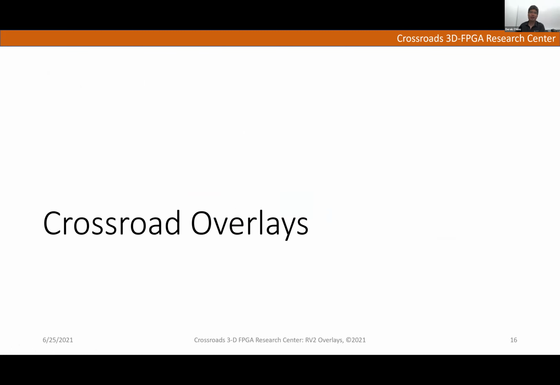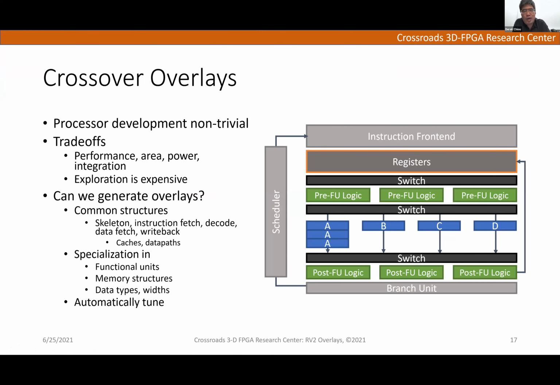All right, so now let's go over to the Crossroads overlays and talk a little bit about what we're trying to do here. So we all know that processor development is non-trivial. There are big companies like Intel whose main job in life is to develop processors. And so, how do you do the appropriate trade-offs between performance, area, power, and integration, right? These are all things that fundamentally, actually, before I continue, I've been talking really quickly.